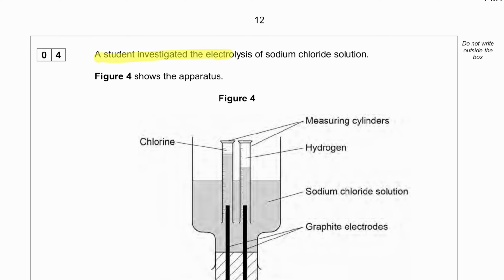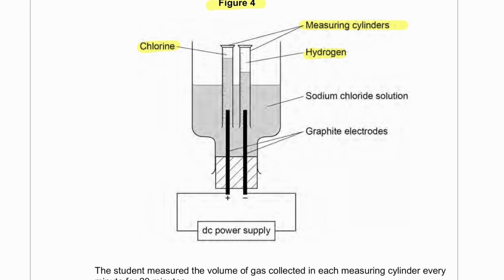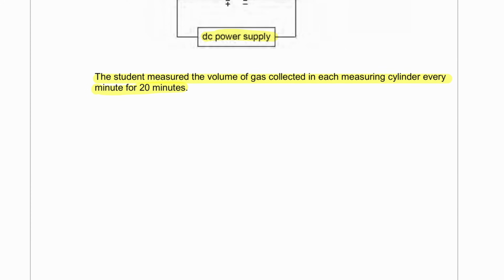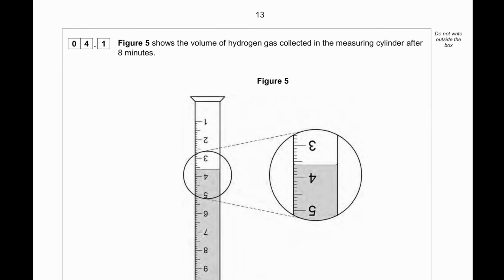A student investigated the electrolysis of sodium chloride solution. Figure 4 shows the apparatus. All right, we see the apparatus in figure 4. We see chlorine, we see inverted measuring cylinders, we see hydrogen, sodium chloride solution, and graphite electrodes. We have a DC power supply for the electrolysis. The student measured the volume of gas collected in each measuring cylinder every minute for 20 minutes. So for 20 minutes the student keeps on measuring.